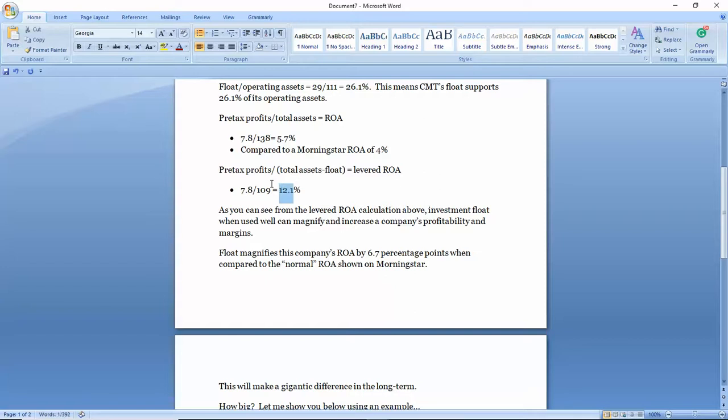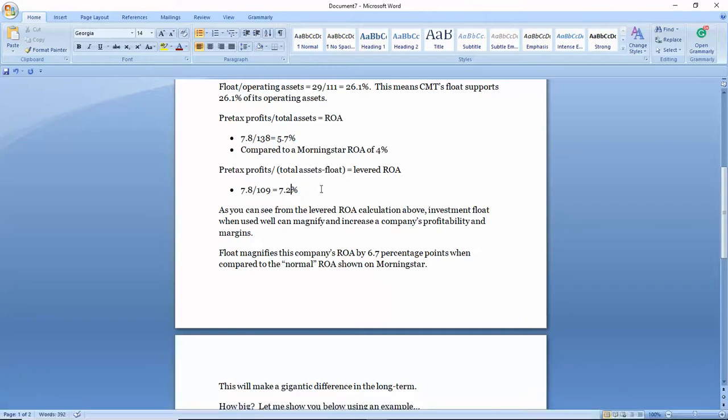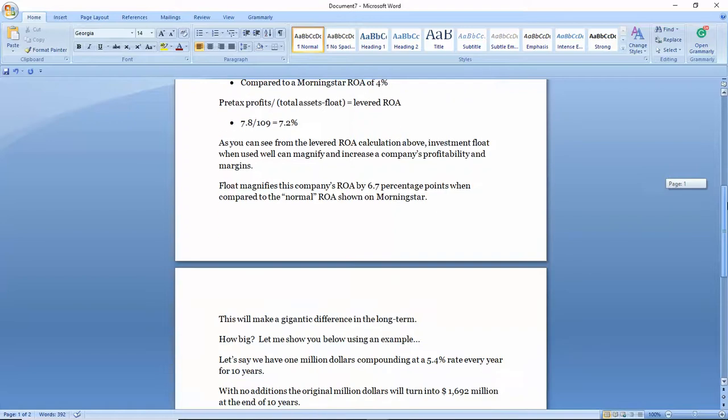Again, I do this entire analysis to see the real-world economics of the company, because looking at it as a business owner, I don't care what the numbers actually say. I want to know economically what they mean. Economically, this is what they are earning on their assets right now, their real-world return on assets, because 26.1% of their operating assets are operated by other people's money, or float. So this is their real-world ROA. To further illustrate this point, this is something I like to do.